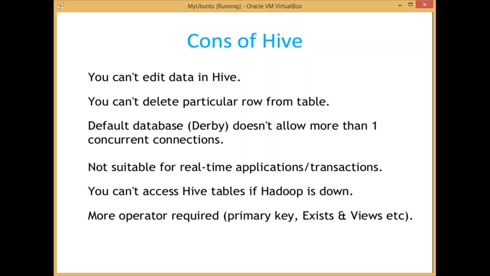Hive is not suitable for real-time application or transactional purpose, because when you are doing a real-time application or transaction, within a fraction of seconds we have to respond. When you are swiping your credit card in a shopping mall, your bank has to respond immediately with a status whether your transaction is approved or it is rejected.